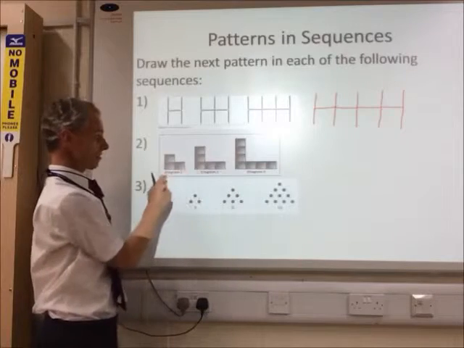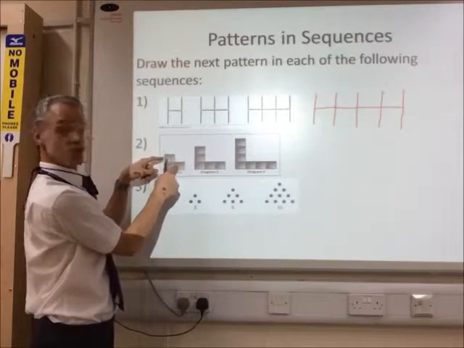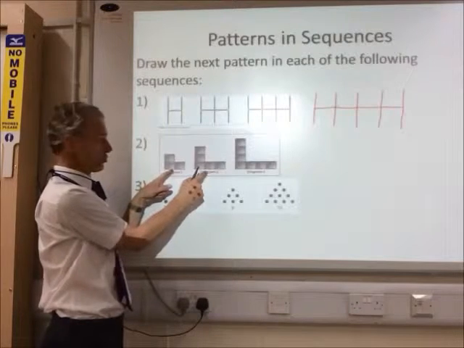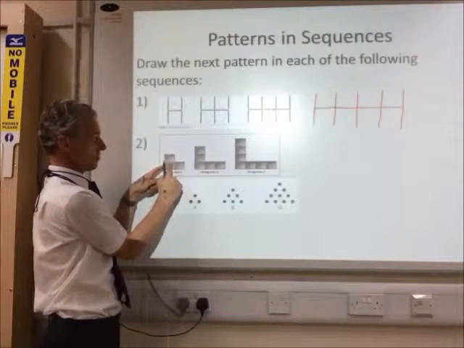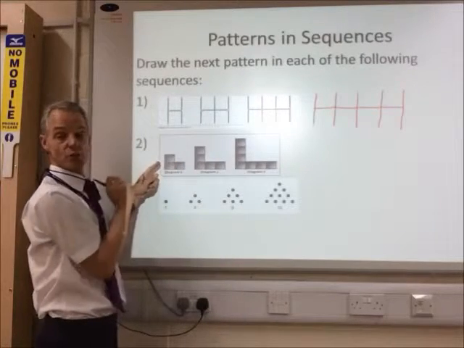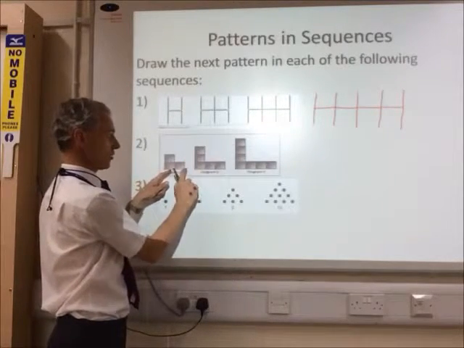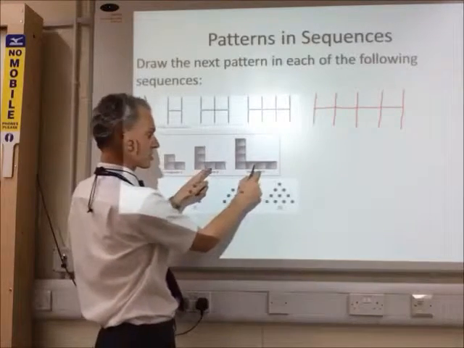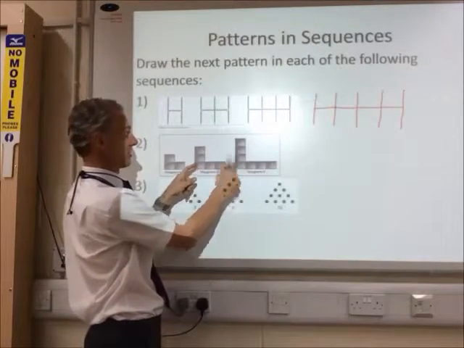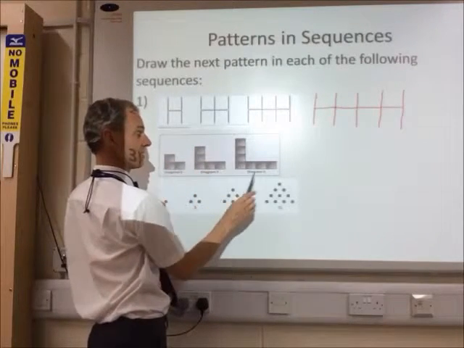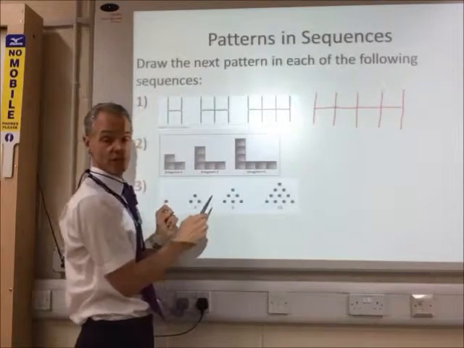So I've got my 3 diagrams here with blocks. Look at diagram 1, compare it to diagram 2, you should be able to see that from diagram 1 to diagram 2 I've added 1 block going upwards, which is that one, and 1 block going horizontally. Then when I go to diagram 3, I've done the same again. I've added 1 more going upwards, which is that one there, and 1 more block going horizontally.